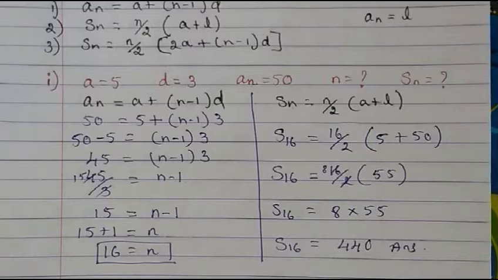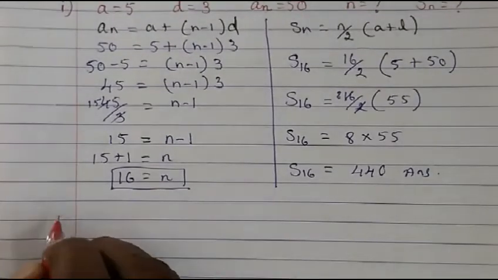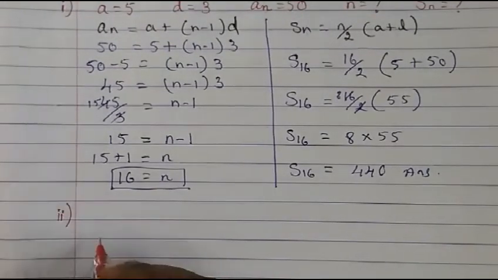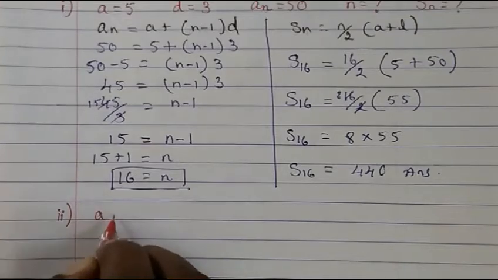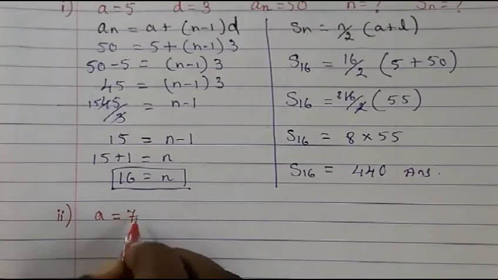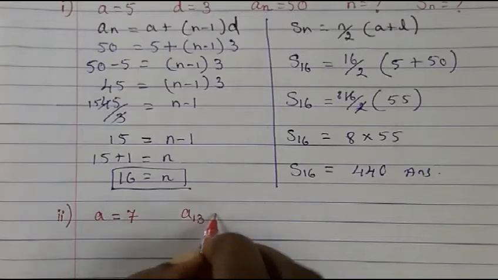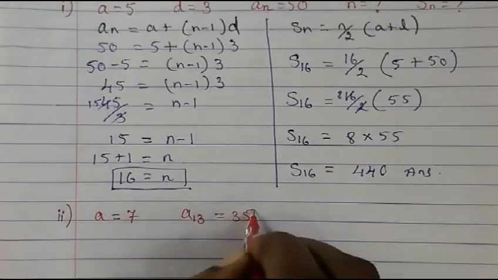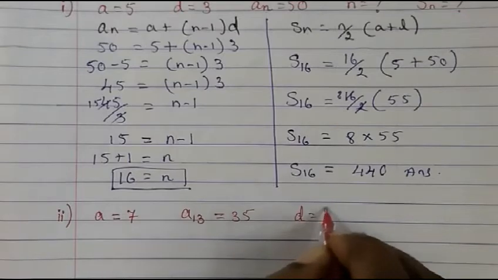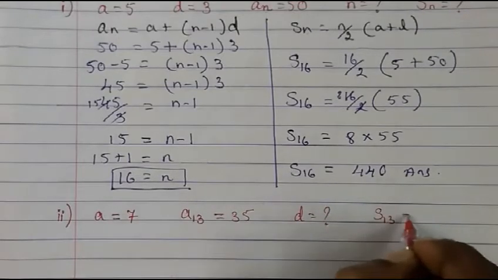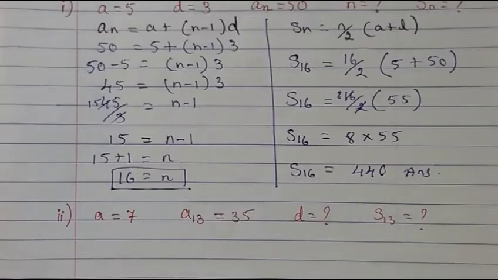Now let's see the second one. What values are given to us? In the second, we have A equal to 7. Then A13 is given to us as 35. We have to find out D and then S13. Again you see what is given to us: we have the first term, we have the 13th term, that is 35, and D, the common difference, we have to find out.